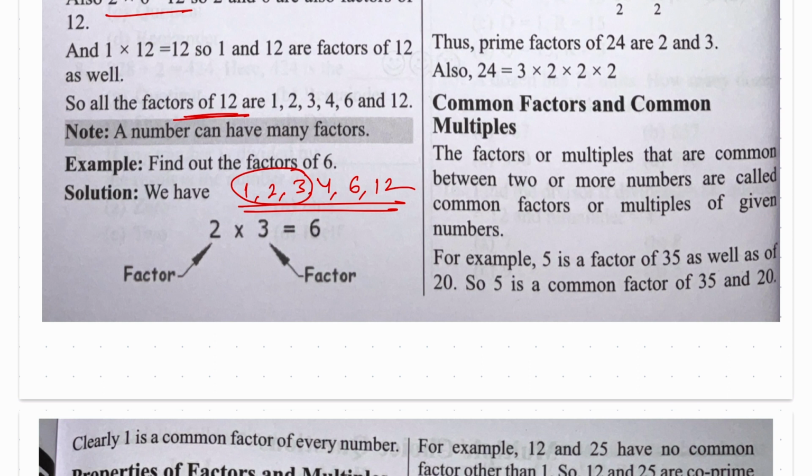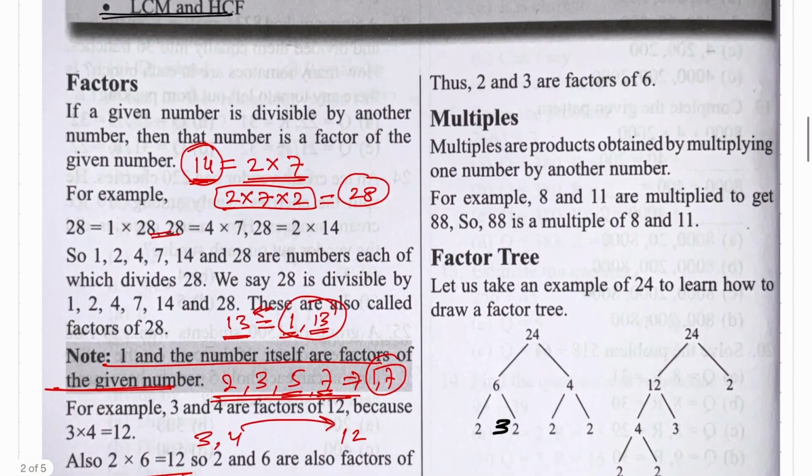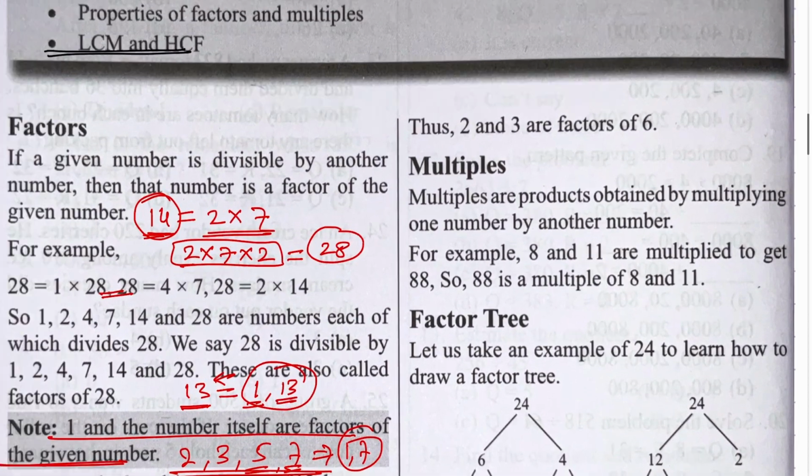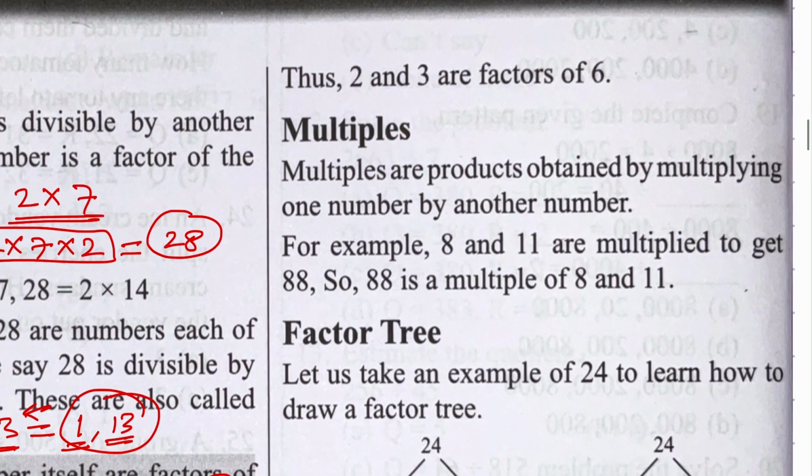So find out the factors of 6. Can you find out? 3 and 2 are the factors, and 1 and 6. So these are the factors of that. Now 2 and 3 are the factors of 6.